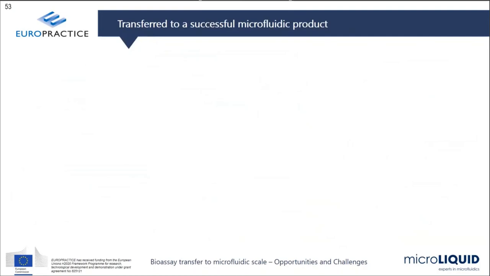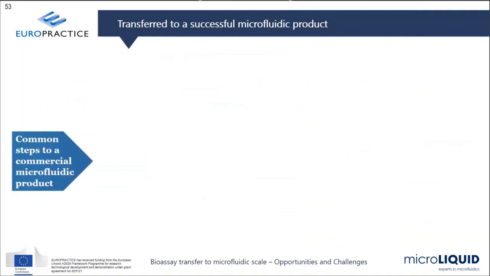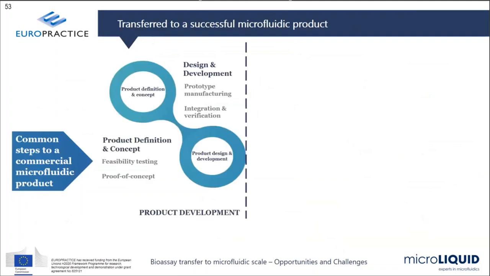Let's move to the second part of the talk, where we are going to discuss how these are integrated into the normal course of product development. So when you are running a product development in microfluidics, first you need to do a product definition and concept phase, where you state the proof of concepts, state what is the bioassay that you want to carry on, and perform a specific test in order to develop it.